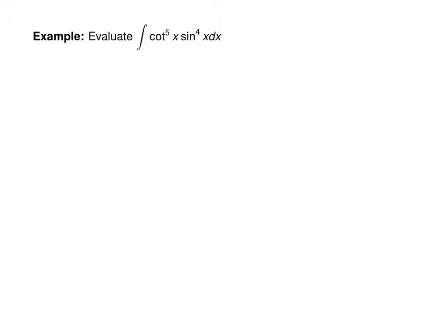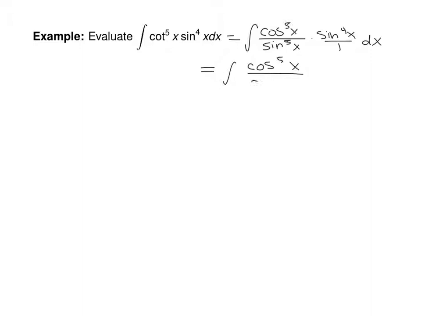So cotangent to the 5th x, so cotangent is cosine over sine. This is the same thing as cosine to the 5th x over sine to the 5th x times sine to the 4th x over 1 dx. And notice that a whole bunch of those sines cancel, as in all of the ones in the numerator, just leaving the one in the denominator. So you have the integral of cosine 5th x over just a singular sine x dx.